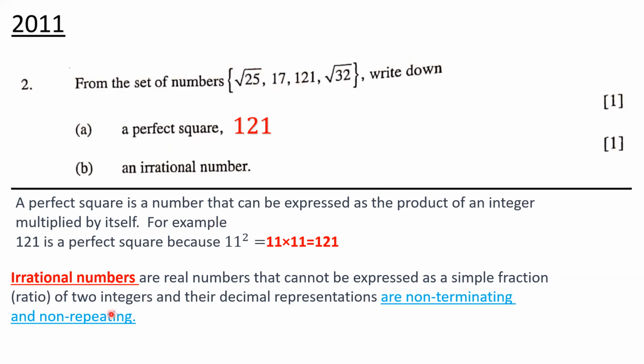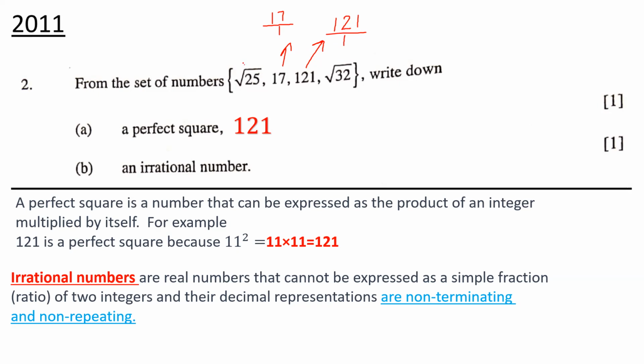So 17, because if we look at 17, we can write 17 as what? 17 over 1. And that's a fraction of two integers, all right? And so definitely it's not an irrational number. Same thing with 121. Every whole number is a rational number. Because if you look at 121, 121 can be written as a fraction of two integers, 121 over 1. So because every whole number can be written as a fraction, whole numbers are not irrational numbers. They are rational numbers. Now, how about the square root of 25?